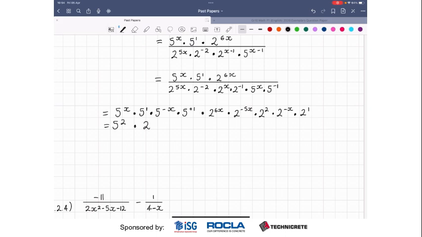And then for my base 2, I've got 6x minus 5x is 1x, and then minus x is 0, so I've got no x's. And then I've got 2 here plus 1, so I'm going to have 2 to the power of 3. That's my final answer, and this is going to be 200.